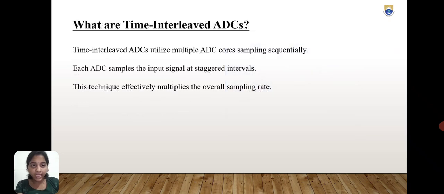What are time interleaved ADCs? Time interleaved ADCs utilize multiple ADC cores sampling sequentially. Each ADC samples the input signal at staggered intervals. This technique effectively multiplies the overall sampling rate.